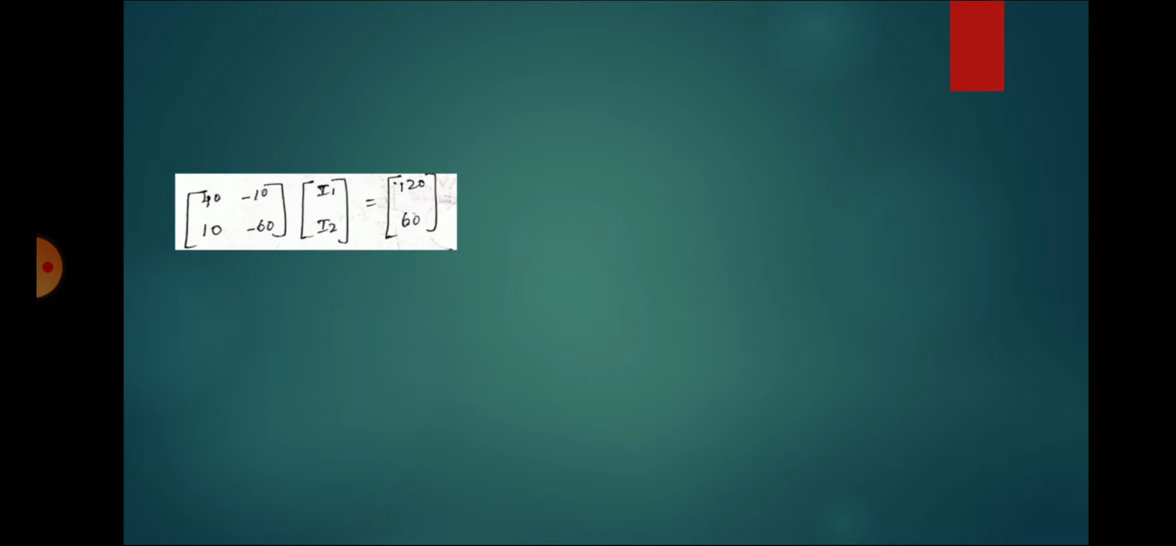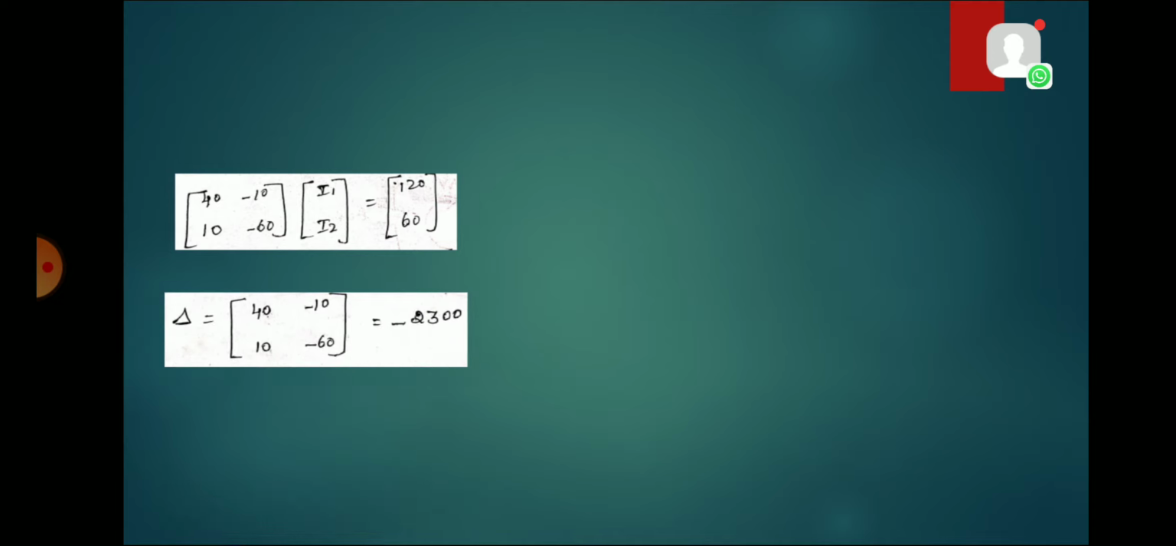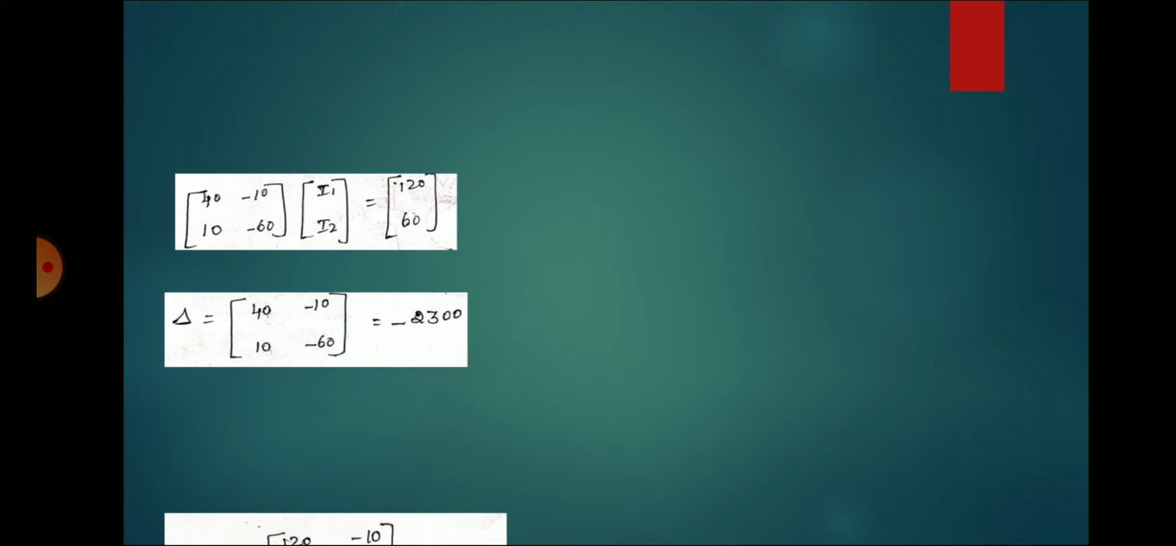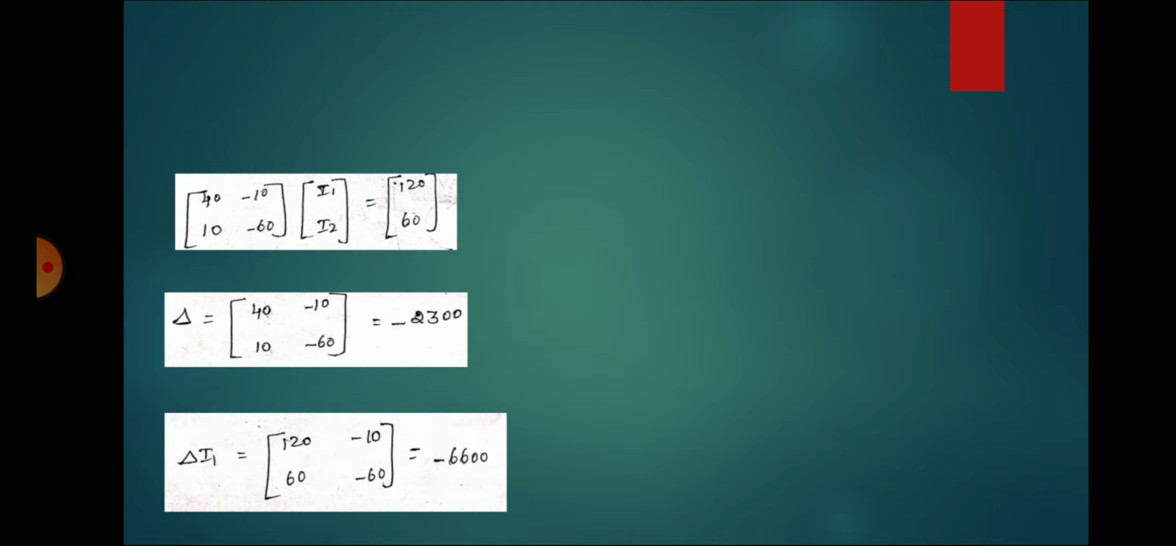Next we write the matrix form: 40, minus 10; 10, minus 60. We have to find the unknown currents I1 and I2, with the right-hand side 120, 60. By applying Cramer's rule, first we find the delta. Delta is the determinant of 40, minus 10; 10, minus 60. We solve the matrix and get minus 2300.